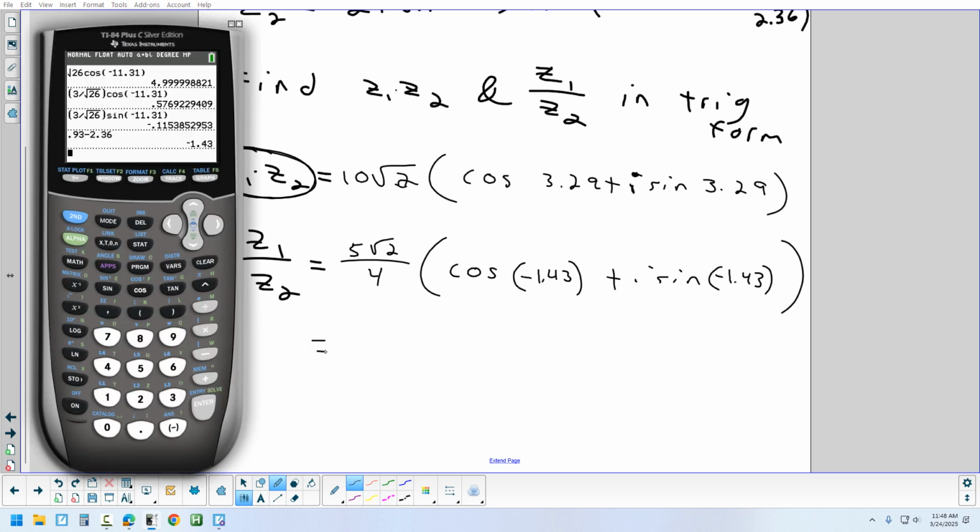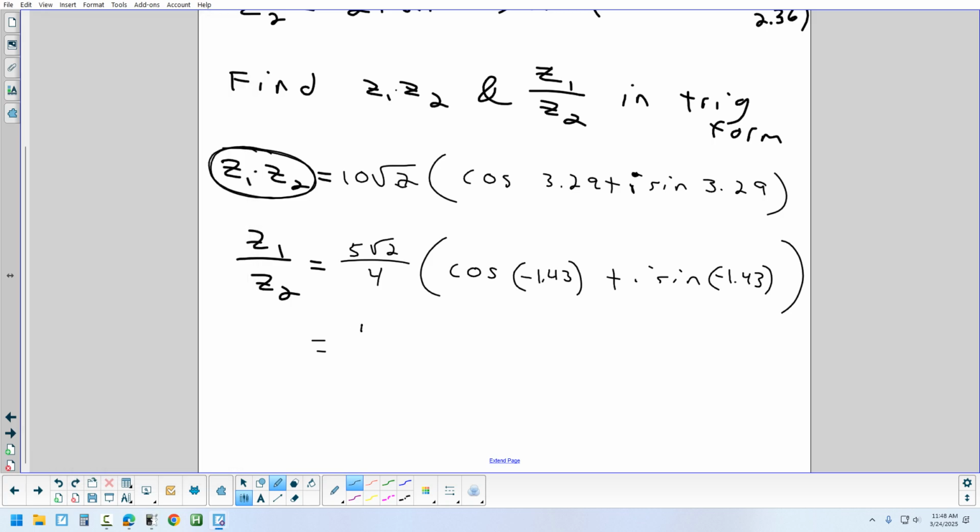Okay, let's do it by adding 2 pi. So that gives you a new angle of 4.85. Okay, so if they ask you to get rid of the negative, that's one way to do it. You can add 2 pi, or 360 if you're in degrees.